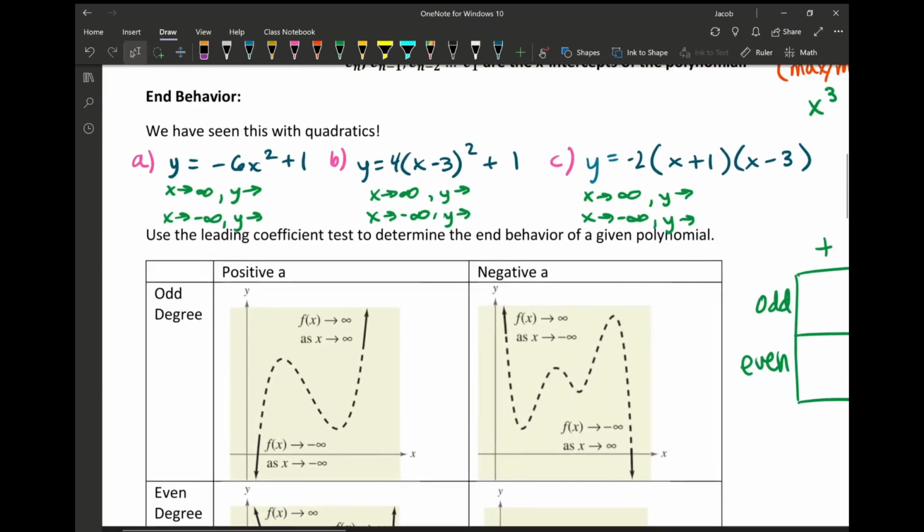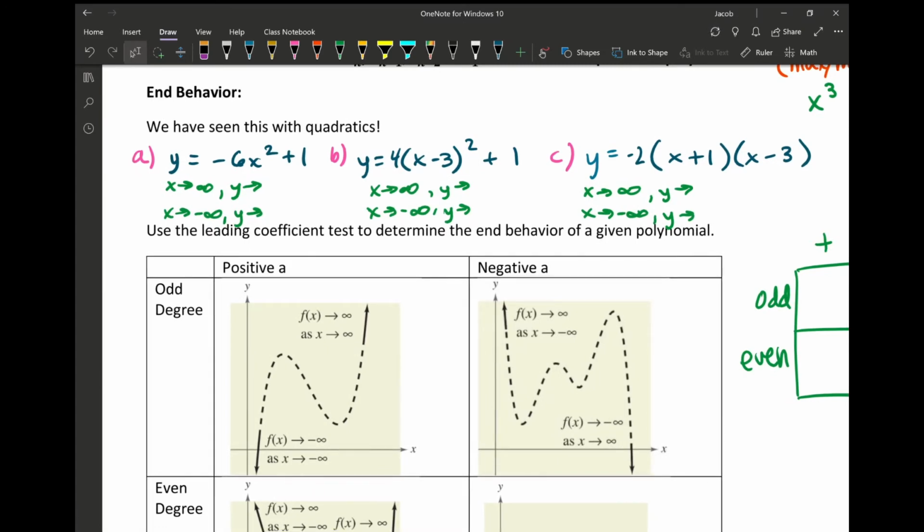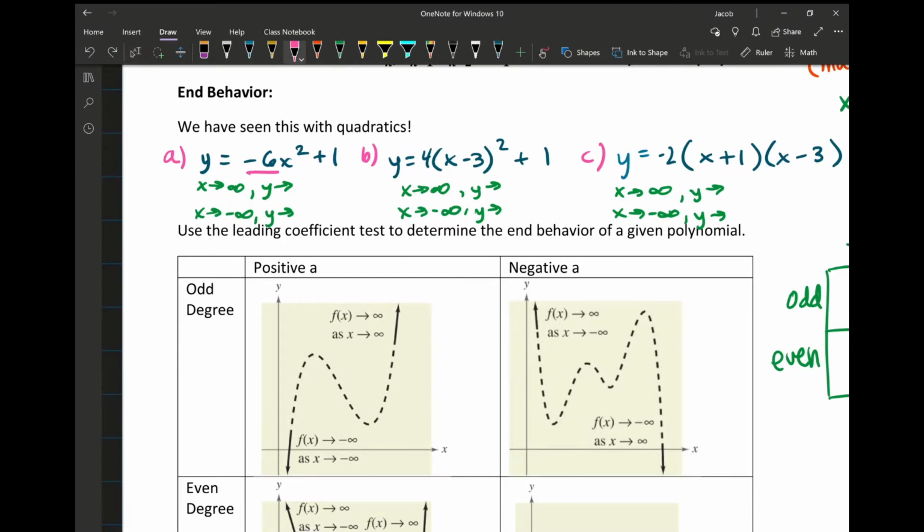So we've actually seen end behavior with quadratics. And I've got a few examples here which you might want to pause and write down. The first one is kind of standard form of a quadratic. And in the standard form of a quadratic, we can tell what our a value is, and we know the degree of our quadratic. So if our quadratic is negative 6x squared plus 1, that negative 6x squared is telling us that our quadratic polynomial is facing down, and both ends are facing down.